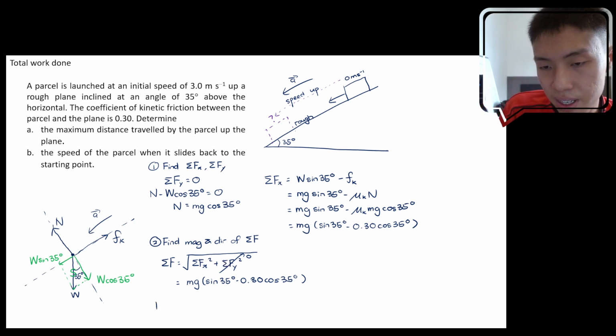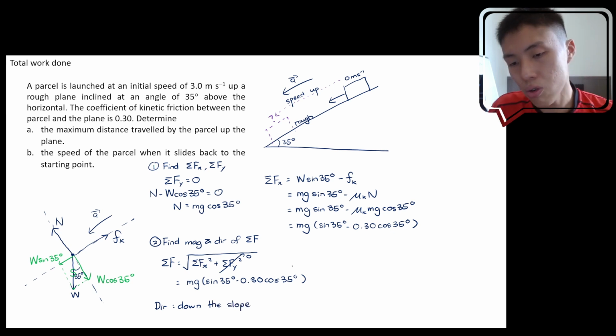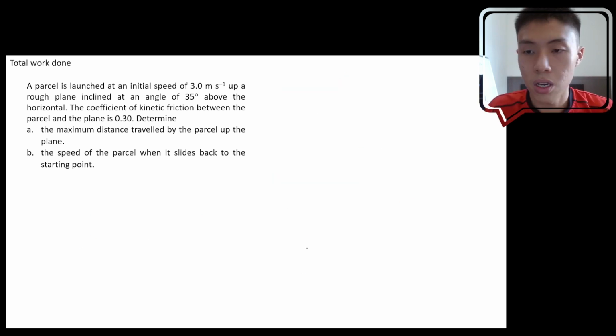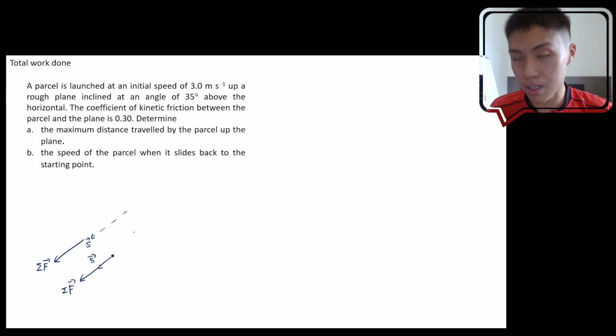So let's write down direction. Again, it will be down the slope because you want to speed up. You want to speed up down the slope, so the direction should be down the slope. So your net force is down the slope, and your motion is also down the slope. If you combine them together, you can combine the tails together. The net force will be pointing here, your displacement will be pointing here as well, so the angle will be 0 degree.